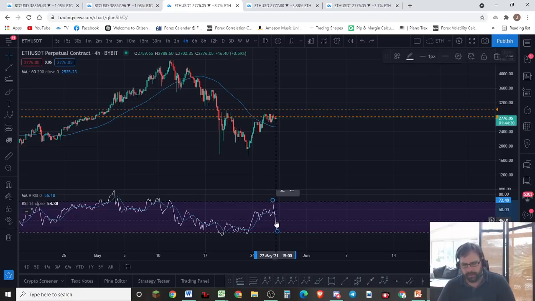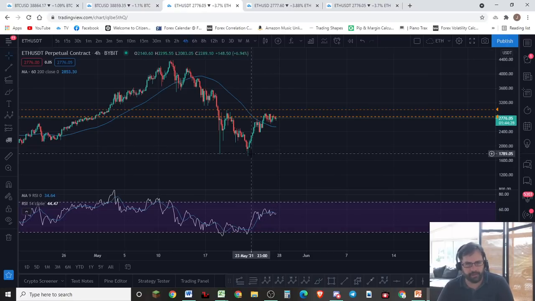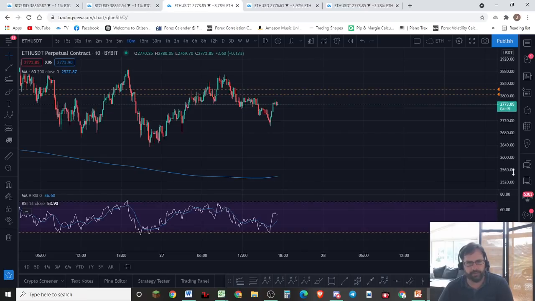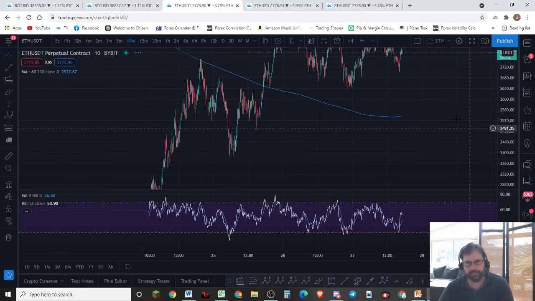Okay, with that said, I'm looking. I have a nice finished impulse wave here. It looks to be a finished impulse, 5 waves off, and now I'm looking for 3 waves back down. So let's go to the small time frame and look for 3 waves back down to the downside.